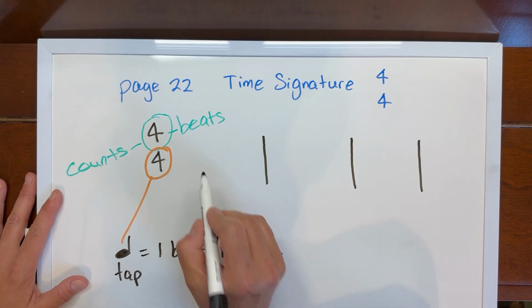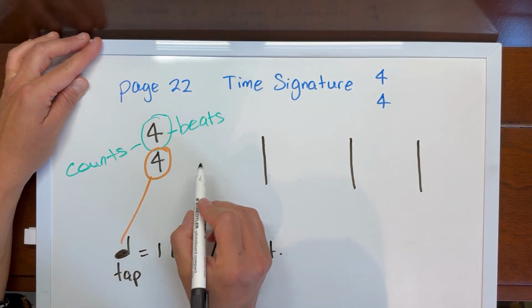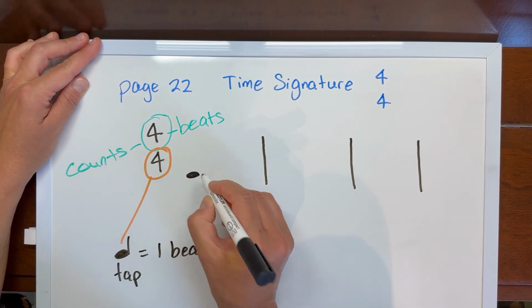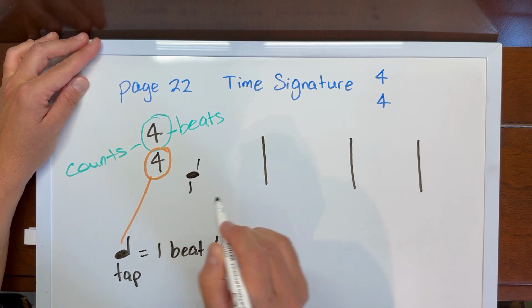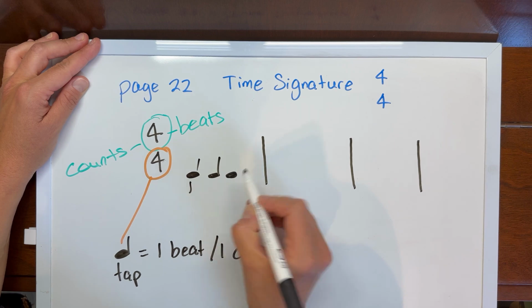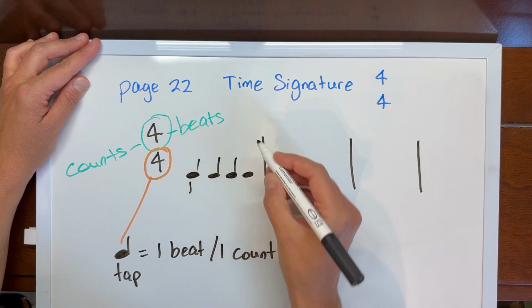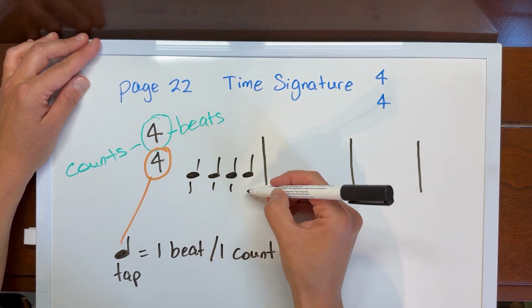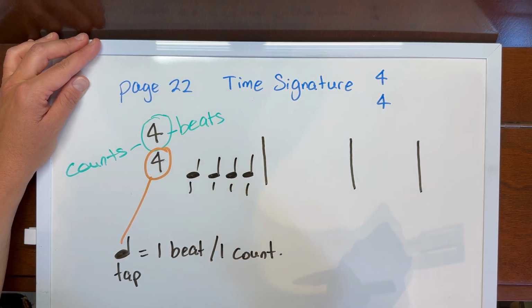So in the first one, we are going to have 4 taps, because remember, each tap note is worth 1. So there's a tap there, and a tap there. 1, 2, 3, 4 taps.